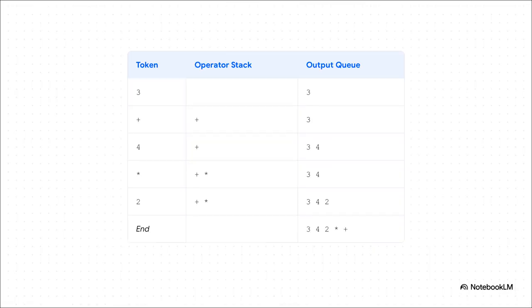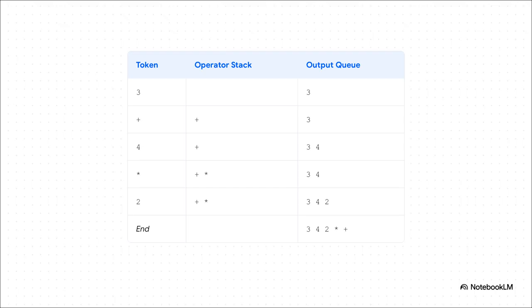Let's trace our expression, 3 plus 4 times 2. First token is the number 3. The rule for numbers is easy. They go straight onto the conveyor belt. Done. Next, we see a plus sign. Our operator tray, the stack, is empty, so we just put the plus on it. Then we see the number 4. Again, numbers always go straight to the output.